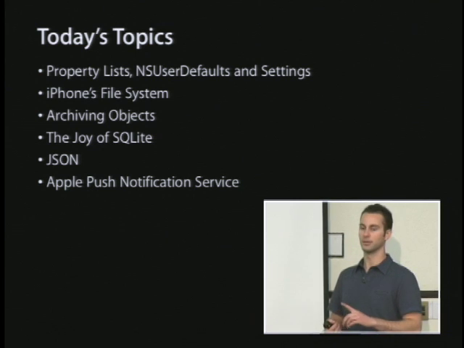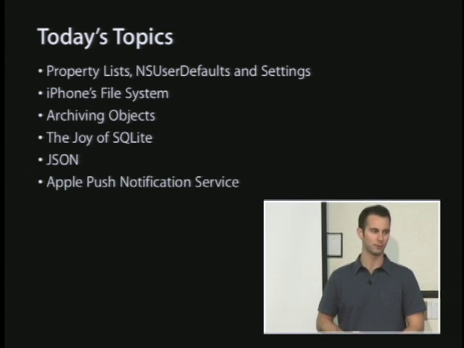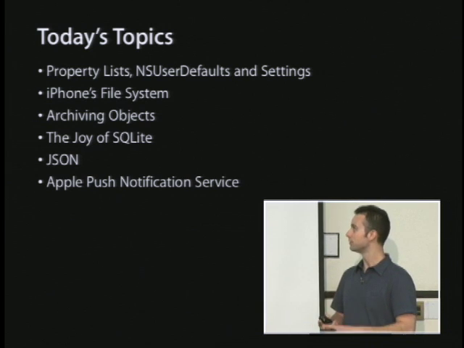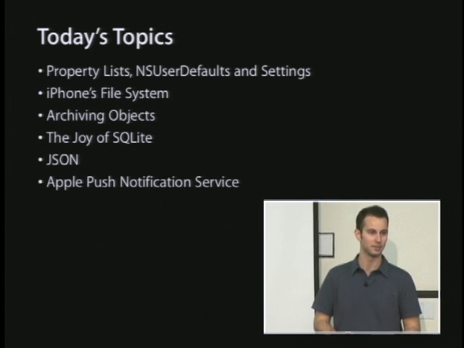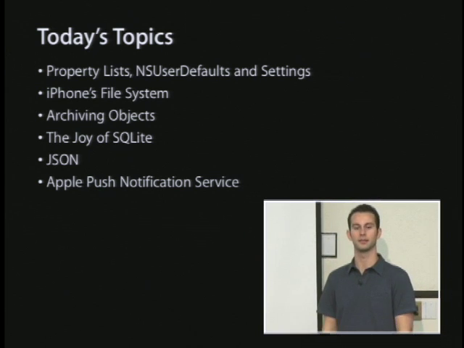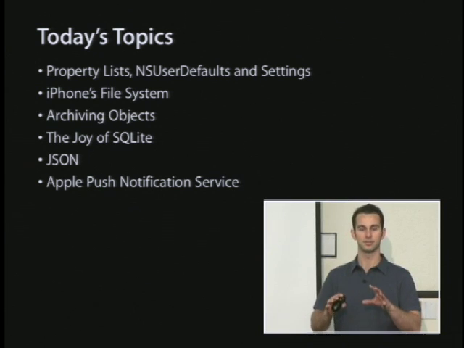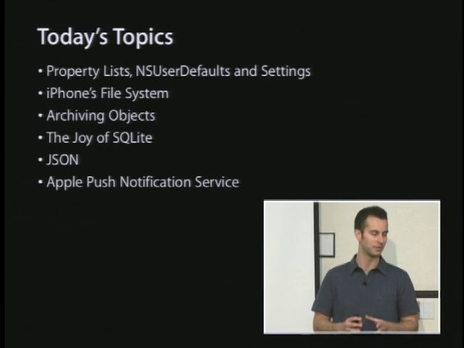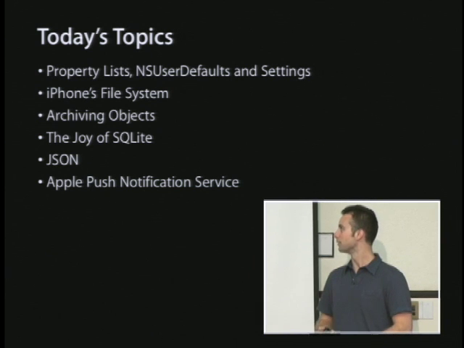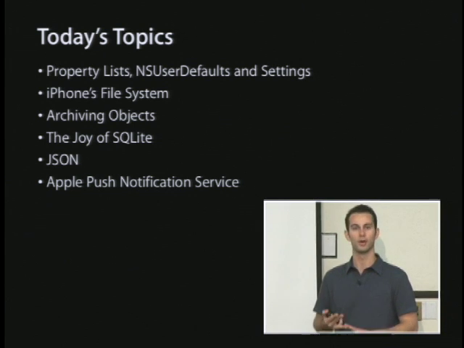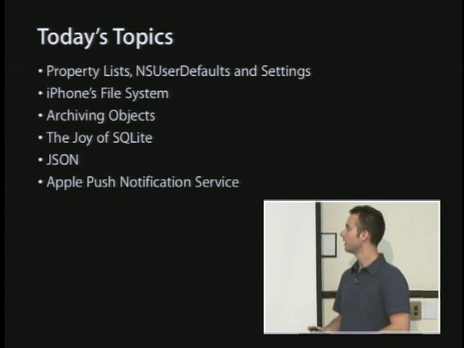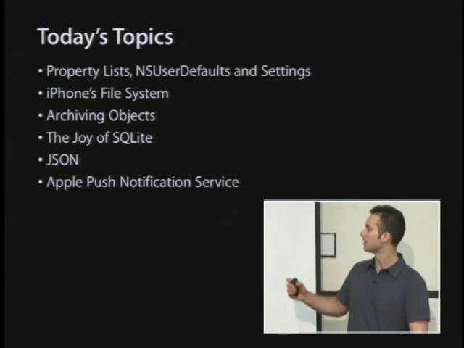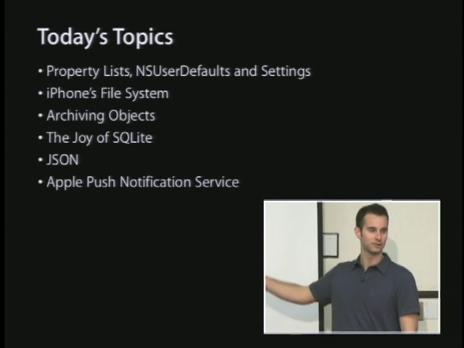So the first thing we're going to cover is property lists, which are kind of a Cocoa staple for storing simple data. Then NSUserDefaults, which is layered on top of property lists, and also, if we have time, settings bundles, which are little ways to add small bits of UI to the Settings application on the iPhone that you set through NSUserDefaults. Then we're going to go into the iPhone's file system and sandboxing, as well as object archiving, which is like a more heavyweight version of property lists, and SQLite, JSON, as well as the Apple Push Notification Service, which is an example of one practical application of JSON.